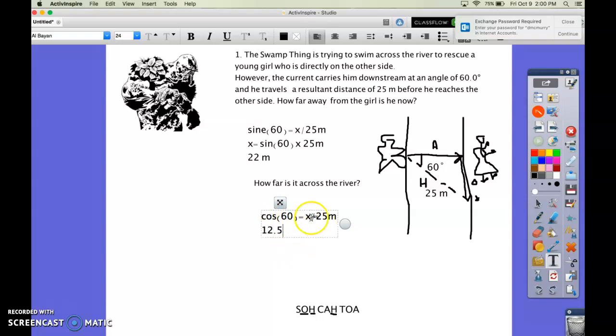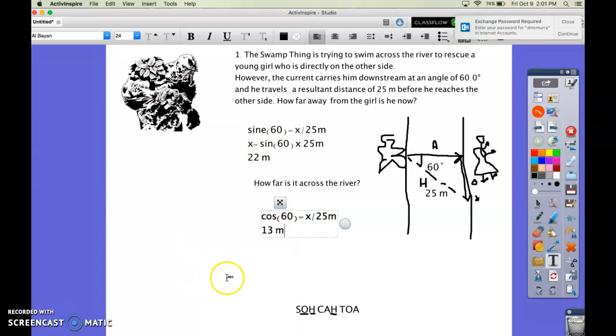Okay, but once again, 25 has 2 sig digs, 60.0 had 3. So with 2 sig digs, we would round 12.5 to 13 meters. And that's how you would get the answer for the first two.